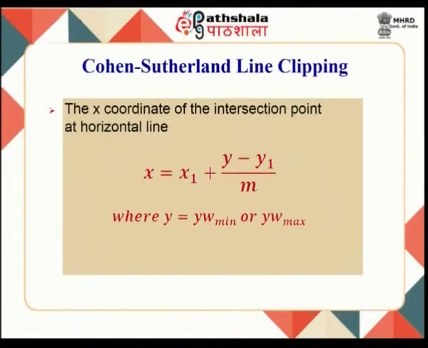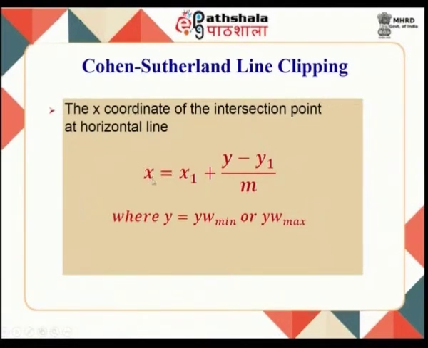Similarly, when a line from outside cuts through the horizontal boundaries and enters the window region, there are two horizontal boundaries. A line from outside cuts through one of them and enters the inside. At the intersection you need to calculate only the x coordinate, because the y value is known, which is either yw min or yw max for the y boundaries of the clip window.